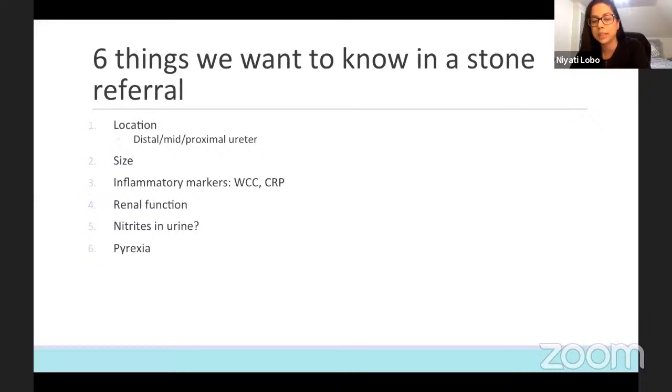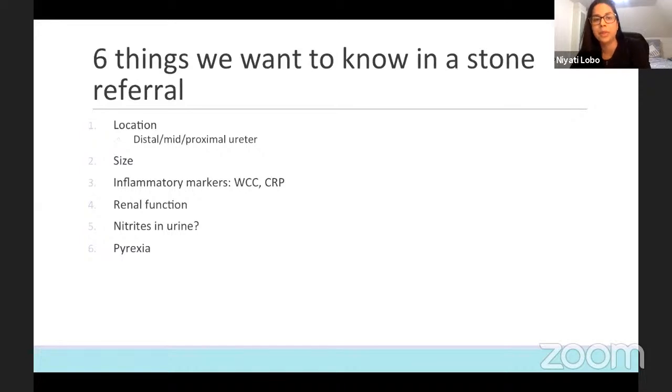So we want to know your white cell count, and it is normal to have a slightly elevated white cell count with stones. We normally see patients with a white cell count of 12, 13, 14. That is not unusual, but that's why the CRP is important as well in telling us whether the patient's got a superimposed infection. We want to know the renal function. It's not uncommon for patients with stones to have a mild AKI. That in itself is not a concern, because their kidney function will go back to normal once the stone has passed. But what is dangerous is an AKI with infection.